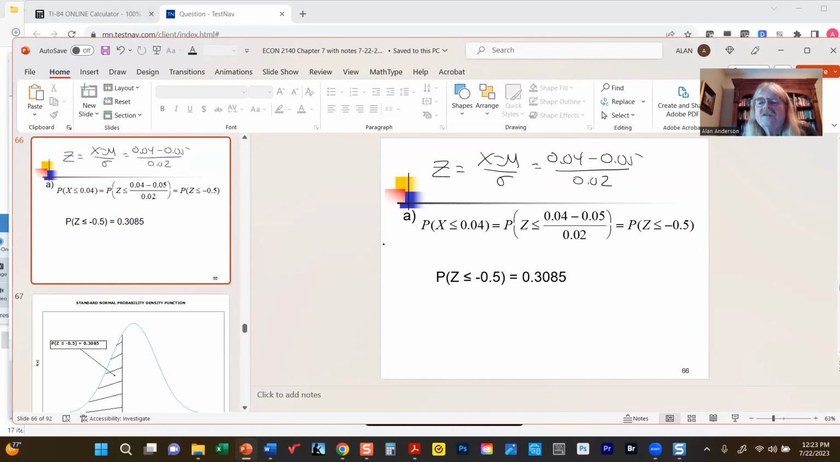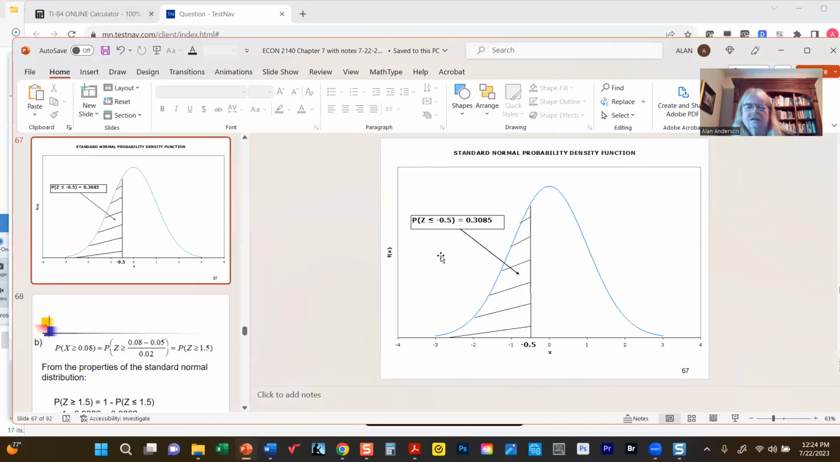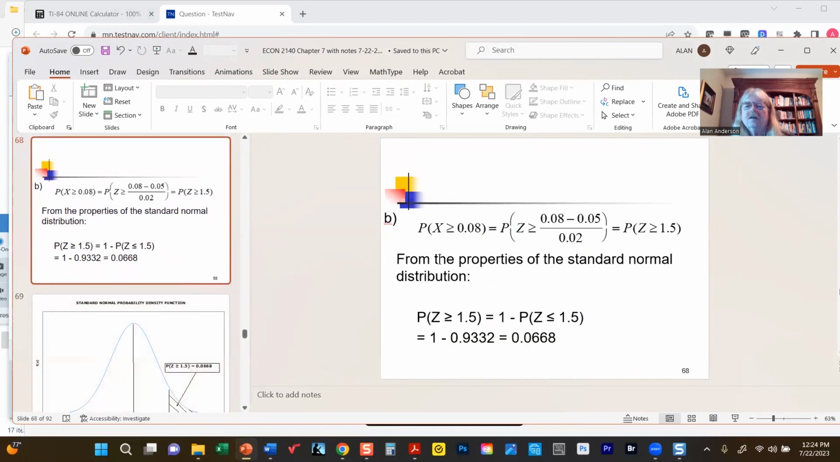So this would be the equivalent of saying, what is the probability that z is less than or equal to negative 0.5? And you would have found it right here. So either way, you'd still get the same answer. How about the next one? Greater than or equal to 8%.